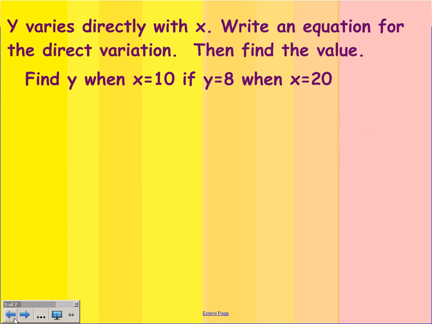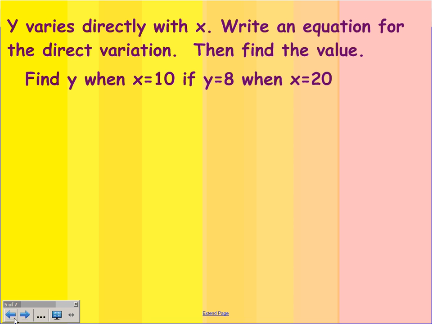Oh, and I skipped one. If you want, we'll go back to this one. I thought I was off a little bit. So y varies directly with x. Write an equation for the direct variation, then find the value. Find y when x is 10, if y is 8 when x is 20.